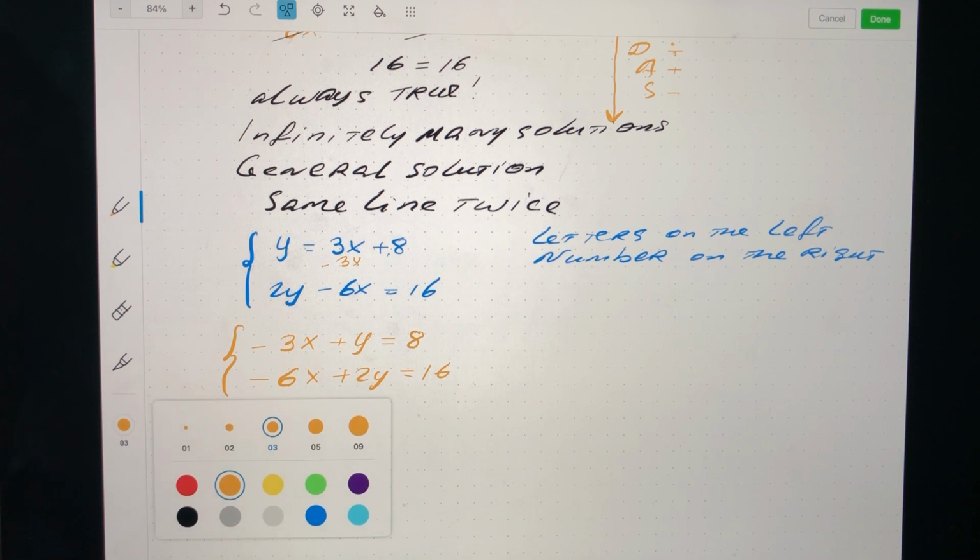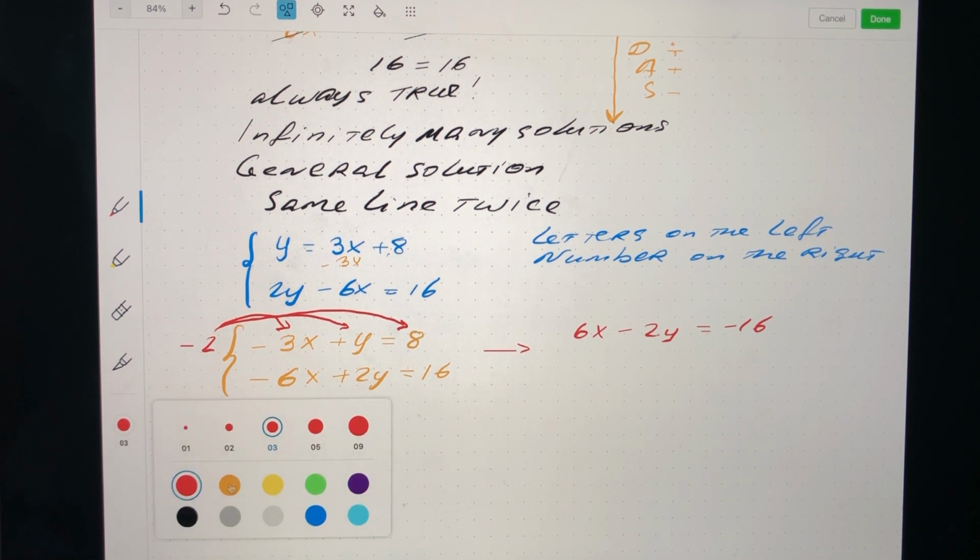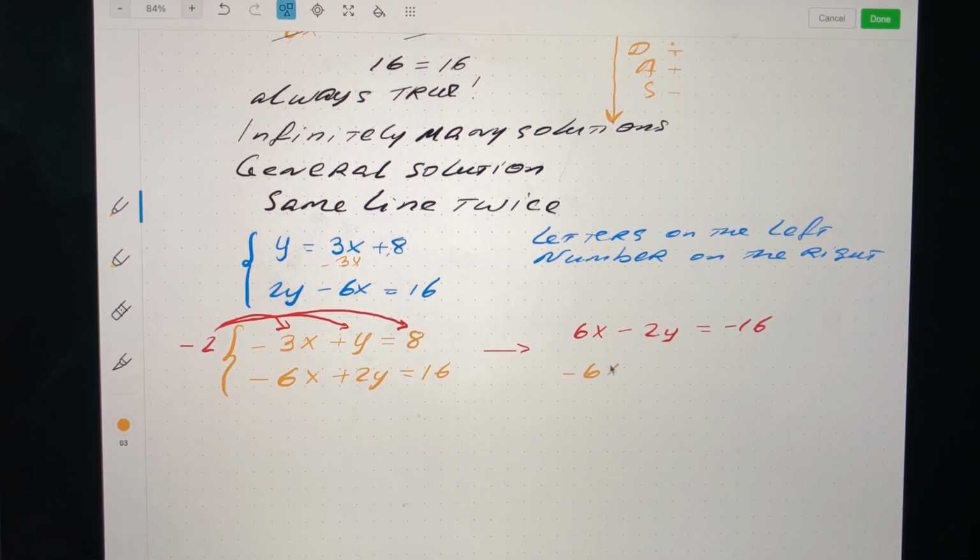So let's cancel x. To do this, we'll multiply the first equation by negative 2, because negative 2 times negative 3 will make 6, and 6 with negative 6 will cancel off. So multiplying through all the way every single term, we get positive 6x. Negative 2 times y makes negative 2y, and also remember the other side, negative 2 times 8 is negative 16. Now the second equation is unchanged, which is negative 6x plus 2y is 16.